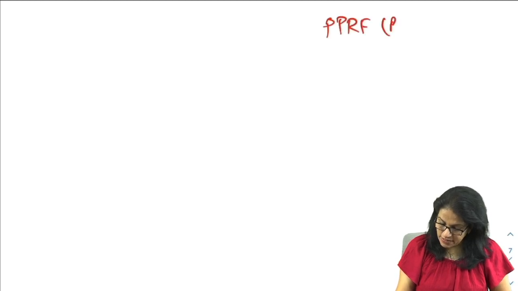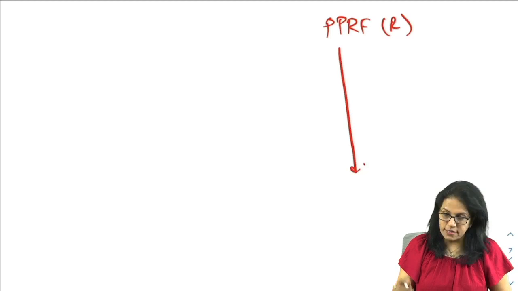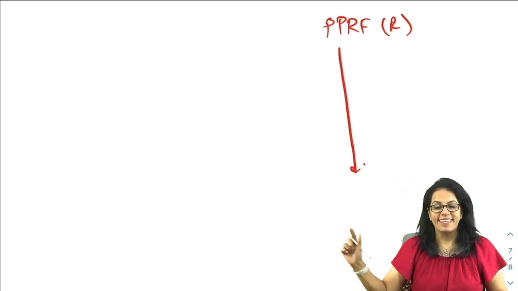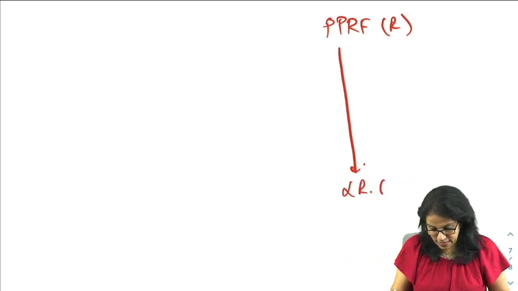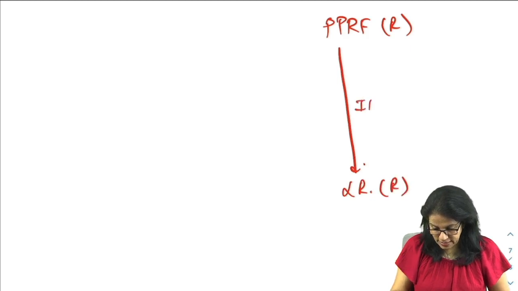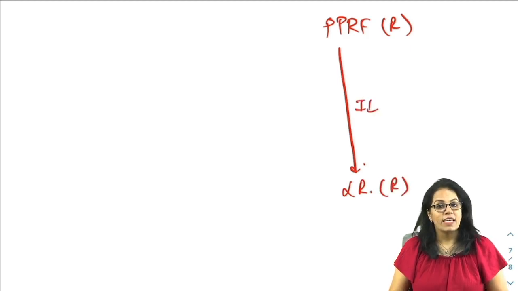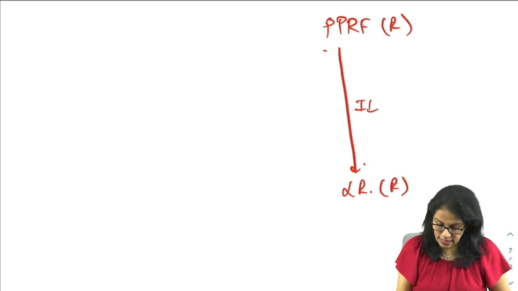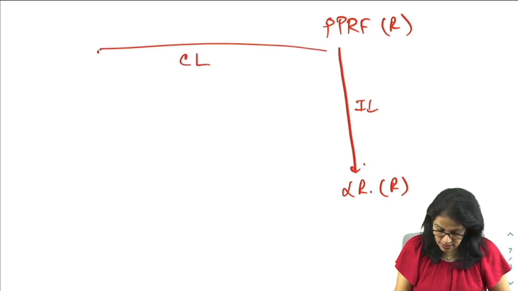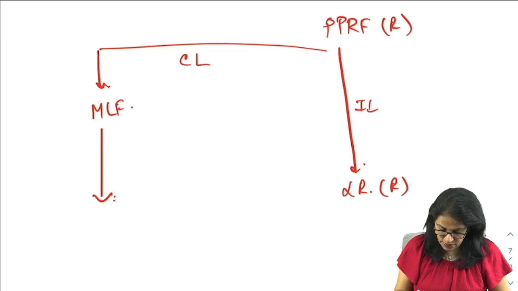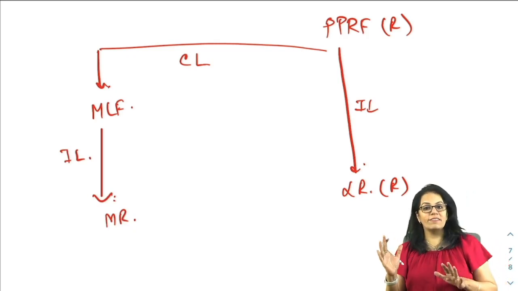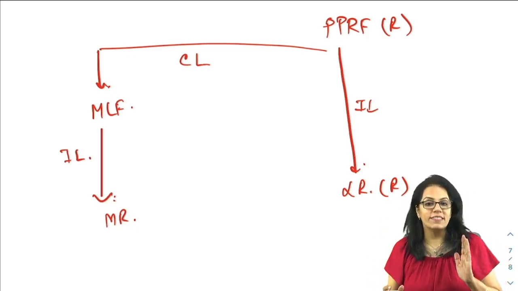Learn in my style, if this is on the right side, it orders the lateral rectus of the same side. So it will order the lateral rectus of the right side. This is ipsilateral innervation. But for the left eye adduction, it is going to go contralateral. It is going to order the MLF, and it is the medial longitudinal fasciculus that is further going to order the medial rectus of the same side. This is also ipsilateral. What is contralateral? One side PPRF, other side.